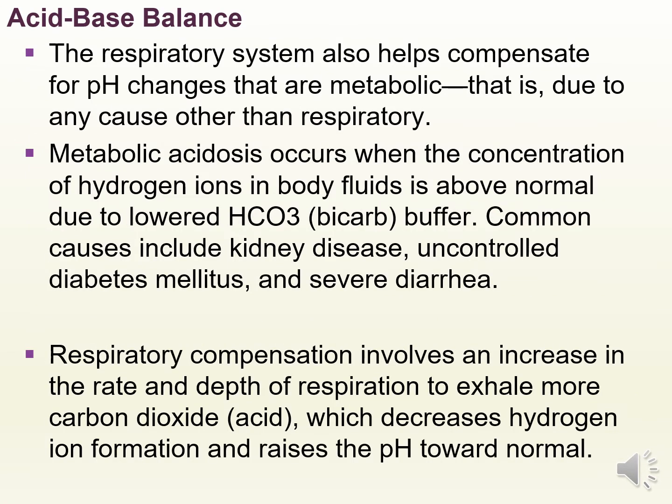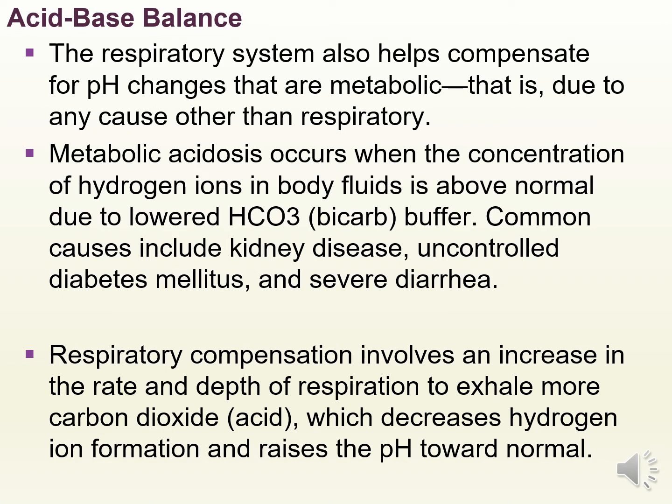The respiratory system also has to compensate for pH changes that are metabolic. That is, due to other reasons besides respiratory. Metabolic acidosis occurs when the concentration of hydrogen ions in the body is above normal due to a low bicarb buffer. Common causes include diabetic ketoacidosis, starvation, severe diarrhea.